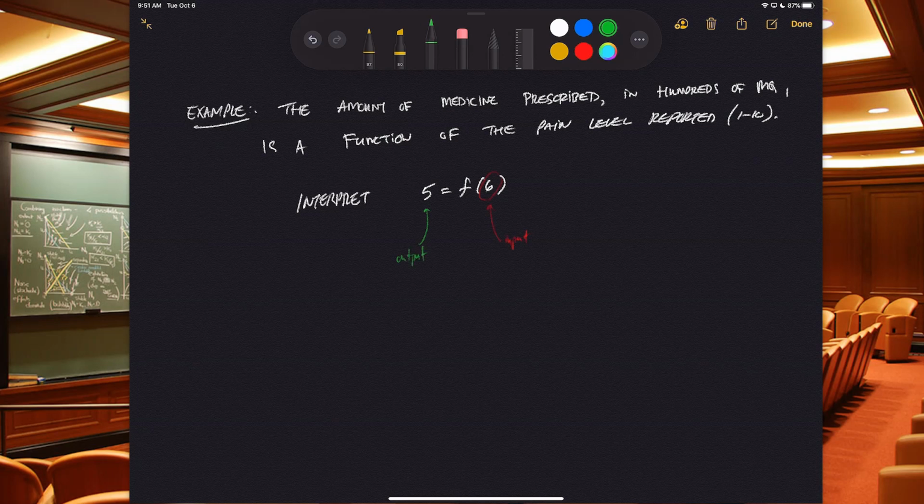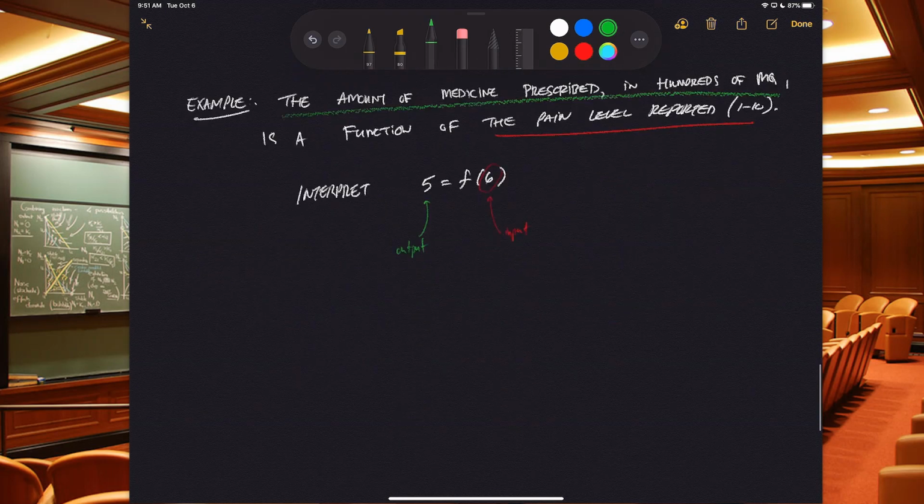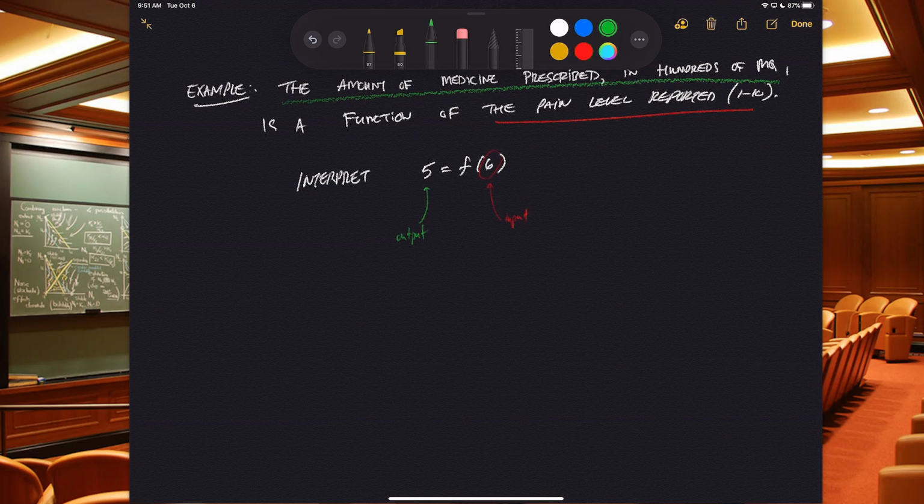And then in terms of the description given, what's the input and output variables? Well, the amount of medicine prescribed is a function of the pain level reported. So if something's a function of something else, that latter piece is what the input variable is. So the pain level reported is the input on a 1 to 10 scale, and the amount of medicine prescribed in hundreds of milligrams is the output. So this really means 500 milligrams of medicine, and this input variable must mean 6 out of 10 pain report.